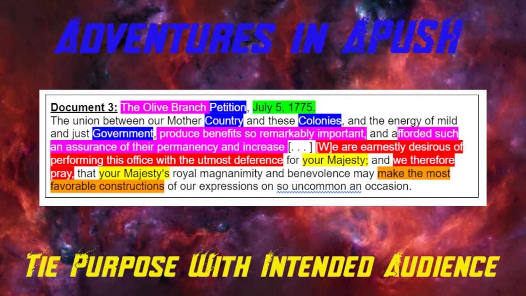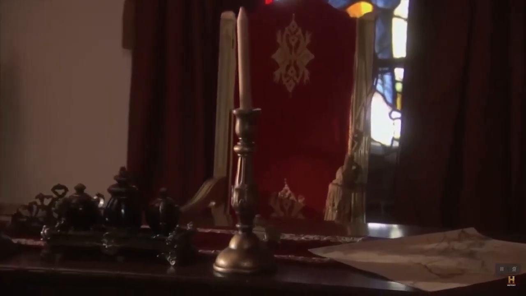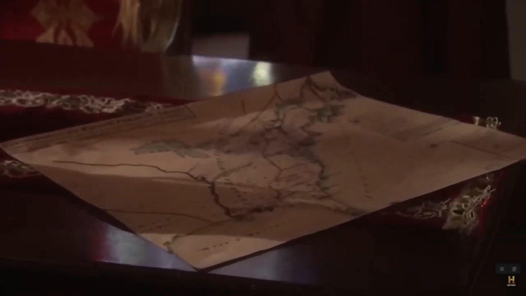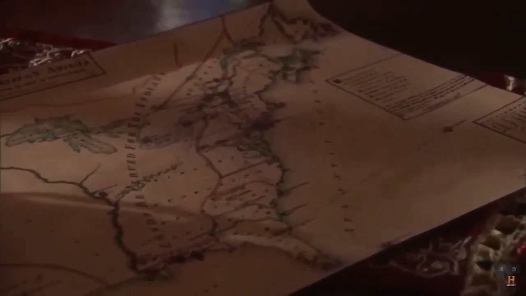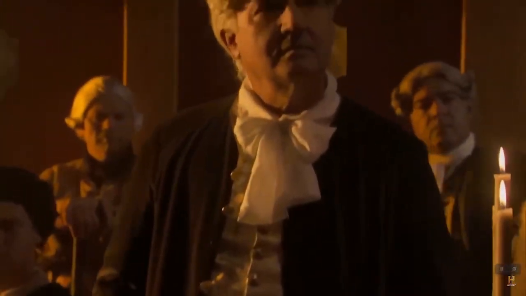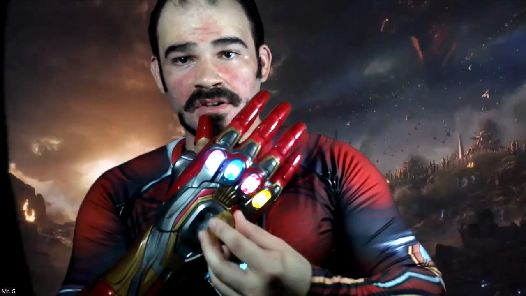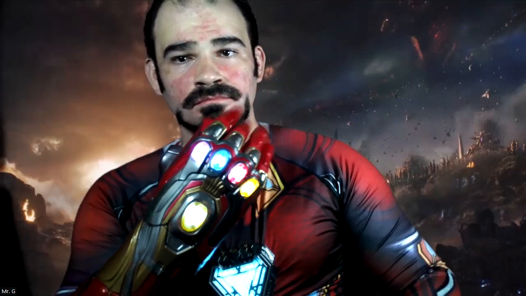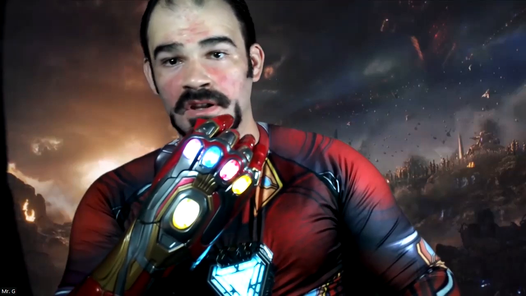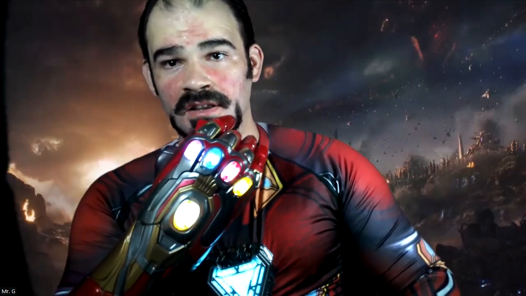The one person on planet Earth who is supposed to read this document is undoubtedly King George III. We can tell this based on the numerous references to His Majesty. And we can tie it back to purpose because they want the king to use his authority to get rid of unpopular taxes, thereby fixing the relationship the colonists have with Great Britain. With the Mind Stone in our possession, we can control the document's intended audience.